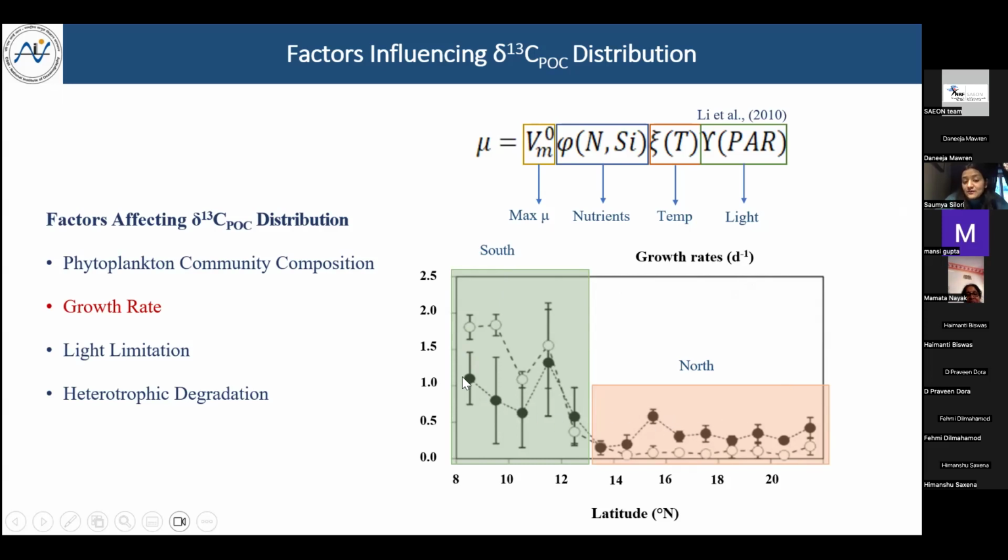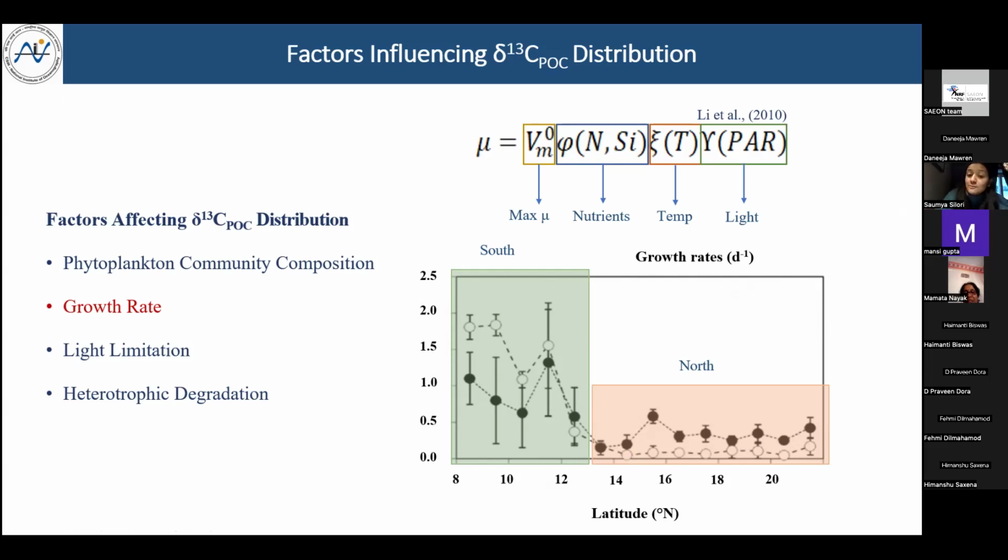And interestingly, we also see that the growth rates for the base of the mixed layers are lower than what we see in the mixed layers at the south. But in the north, it's quite interesting to see that the growth rates at the base of the mixed layers are slightly higher than what we observed within the mixed layers, which could happen because of the temperatures. So the temperatures are quite high, which are known to slow down the growth rates because the respiration also increases with higher temperatures.